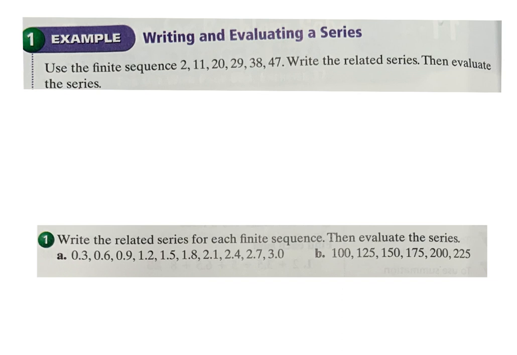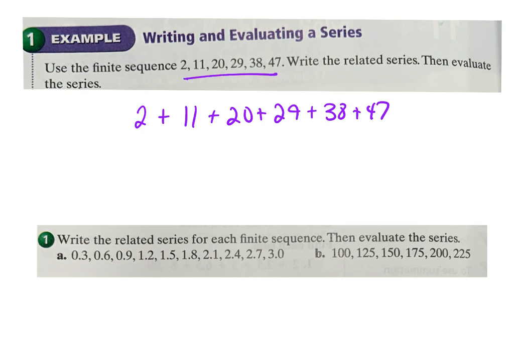Use the finite sequence, write the related series, then evaluate the series. Okay, seriously. I mean, I'm not actually going to make you do this. So 2 plus 11 plus 20 plus 29, seriously. And then they want you to add it up. That's the difference between a sequence and a series. Sequence is just the list of numbers. That's what they gave you. Series is the summation. Evaluate would be add them up.